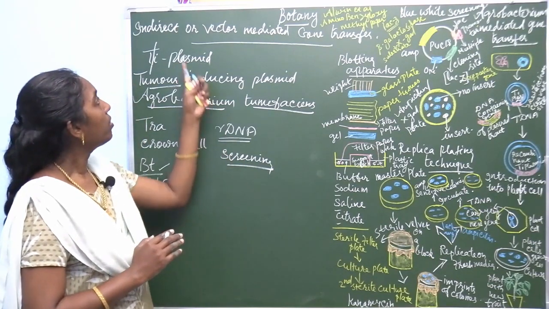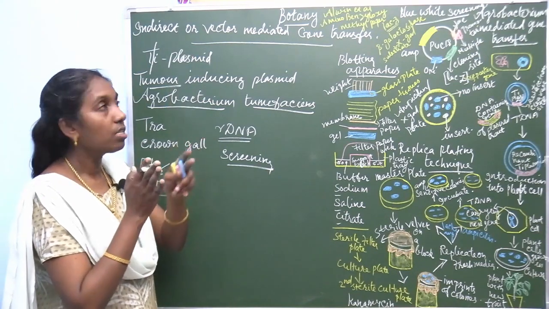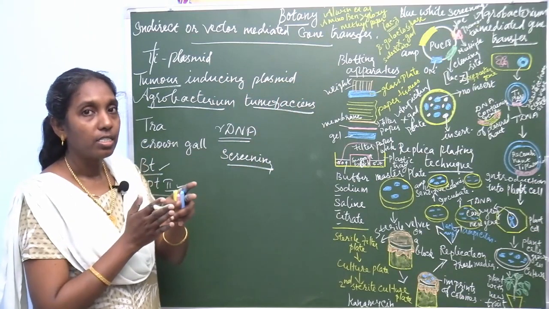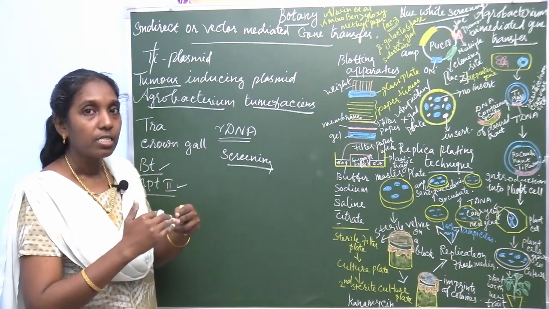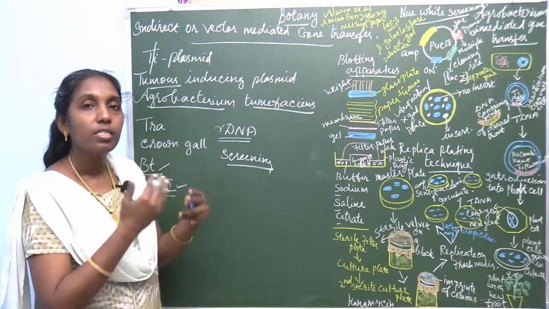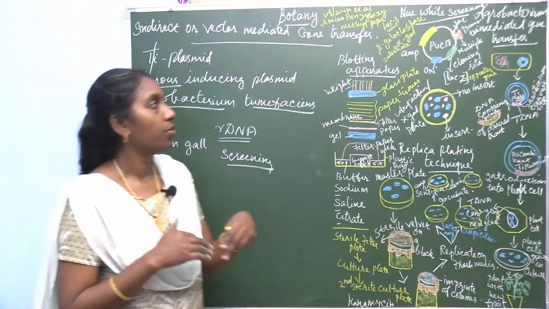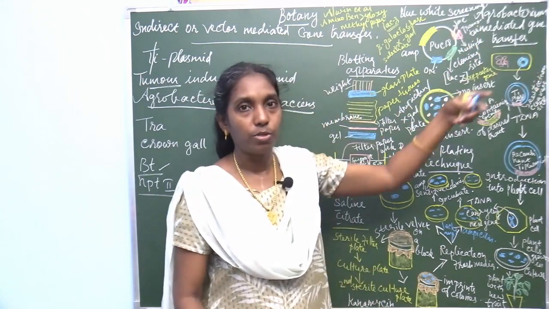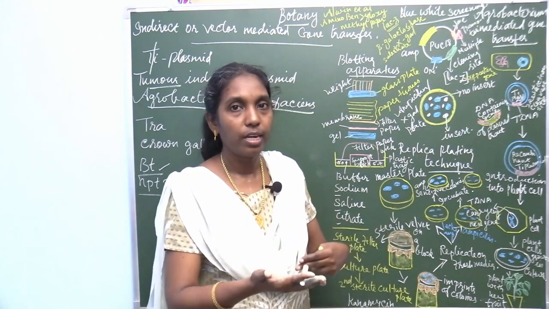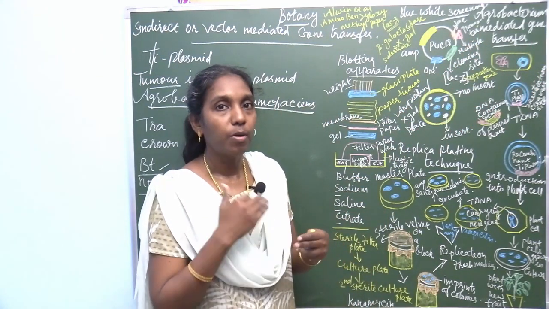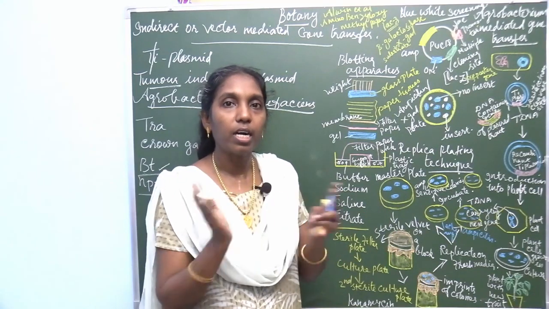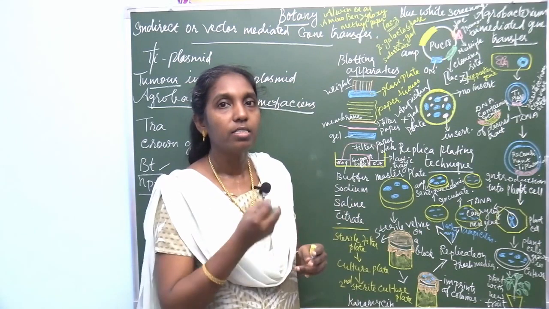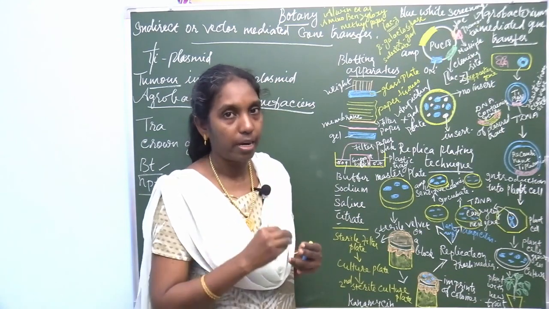So, here is one example you studied, vector mediated gene transfer. In plants, to transfer the gene, the Ti plasmid is very useful. Look at this diagram. Here Agrobacterium tumefaciens is used for transferring the gene in the form of the Ti plasmid. Here the T, the part of the gene, is able to carry the desirable gene.